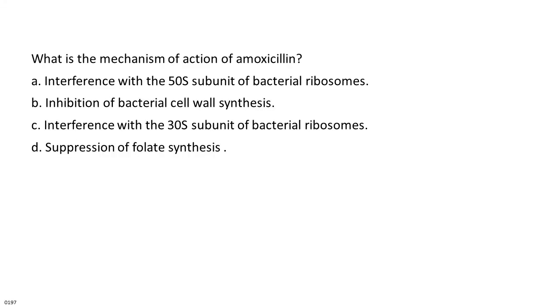What is the mechanism of action of amoxicillin? A. Interference with the 50S subunit of bacterial ribosomes. B. Inhibition of bacterial cell wall synthesis. C. Interference with the 30S subunit of bacterial ribosomes. D. Suppression of folate synthesis.